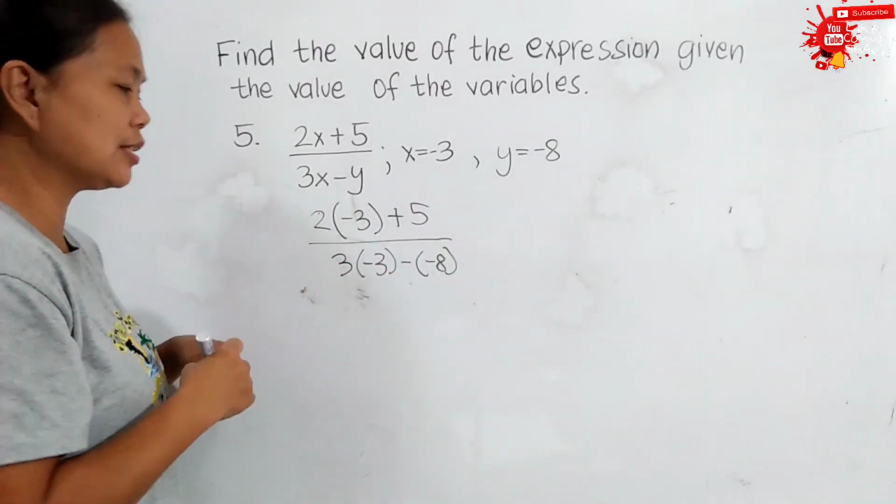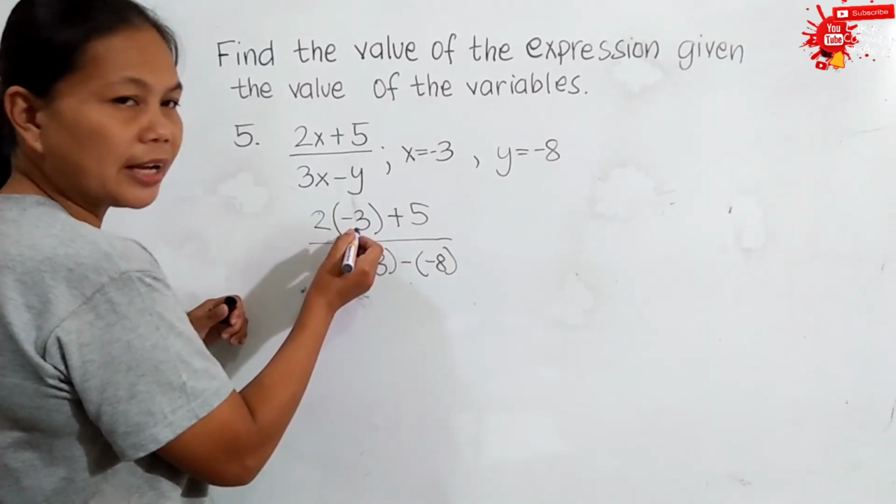Now let us simplify using the GEMDAS rule. So we have here 2 times negative 3.